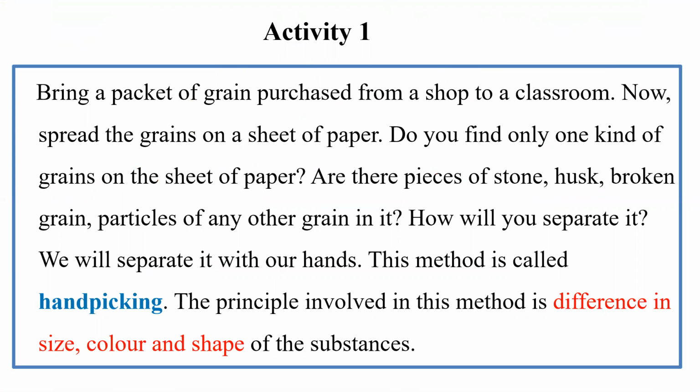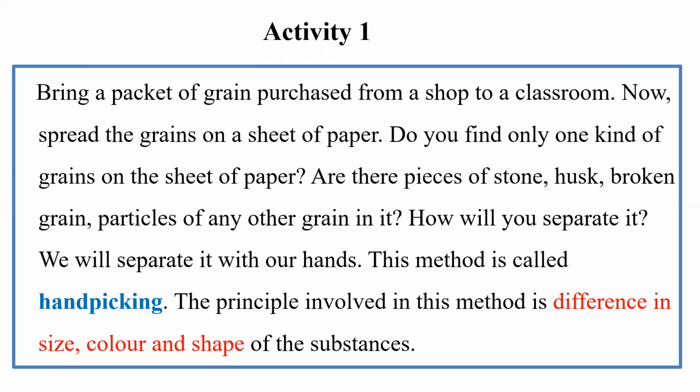Before coming to hand picking, let's see an activity, another example which we have in your Class 6 NCERT textbook. You'll find it over there. Bring a packet of grain, purchased from a shop, to the classroom, or you can bring it from home, anywhere you find it. It's not compulsory to purchase. Now spread the grains on a sheet of paper. Take a sheet of paper, any color, a big one, not a small one. Spread the grains on it. Now we cannot find only the grains on the sheet of paper.